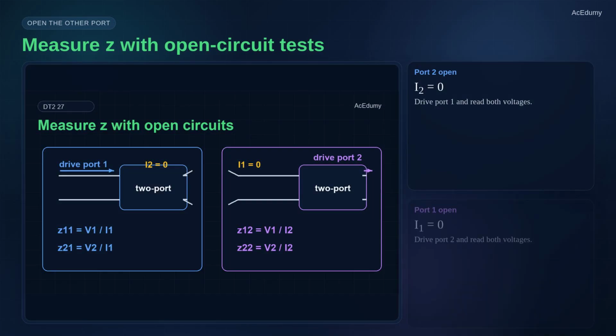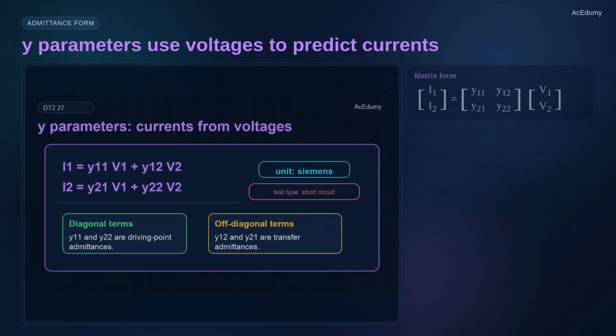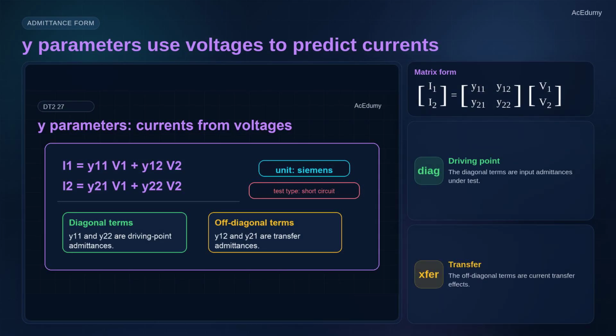To measure Z parameters, use open circuit tests. If port 2 is open, its current is 0, so Z11 and Z21 come directly from voltage divided by the driven current. If port 1 is open, its current is 0, so Z12 and Z22 are found the same way from the other side. The second description is the Y-parameter model.